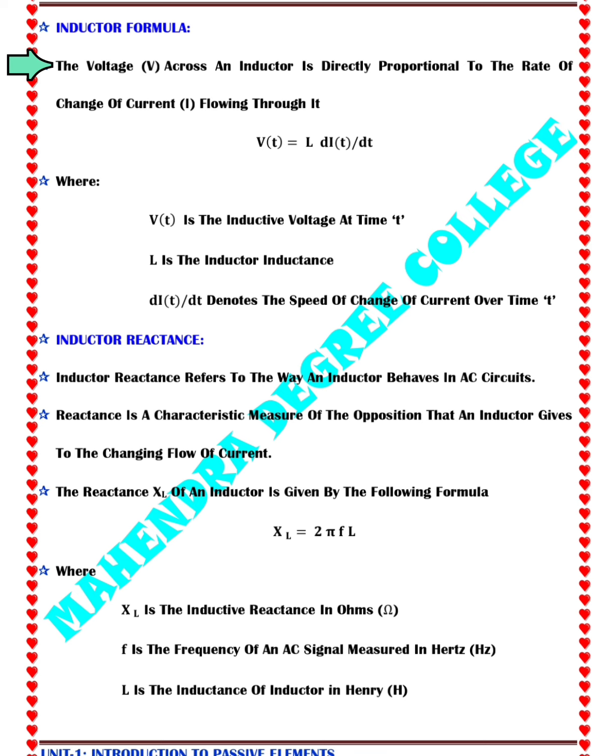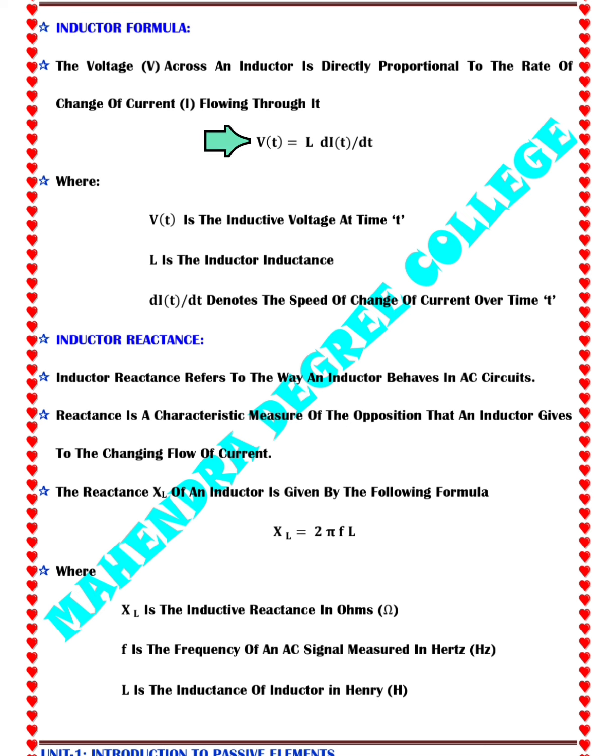Rate of change of current, di by dt. This refers to how quickly the current is changing with time, not the amount of current, but how fast it is increasing or decreasing.